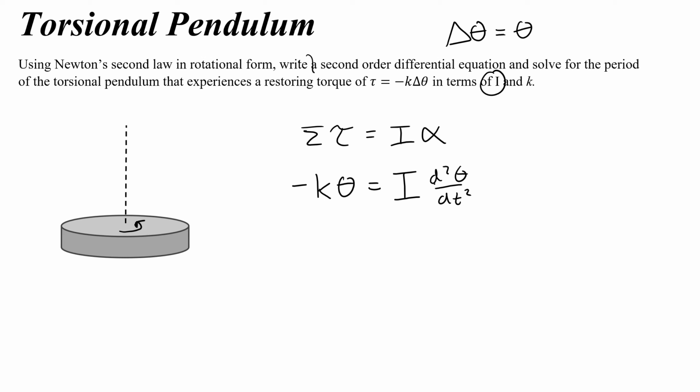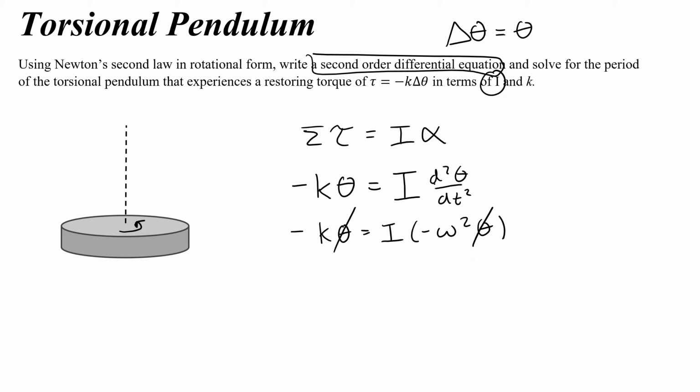So here again, a second order differential equation. I've got theta and its second derivative. So I know that I can replace this acceleration with the negative angular frequency squared times theta. And when I do that, wow, look at these cancellations. Theta's gone, the negatives are gone, and I get a wonderful little equation, k equals I times omega squared.